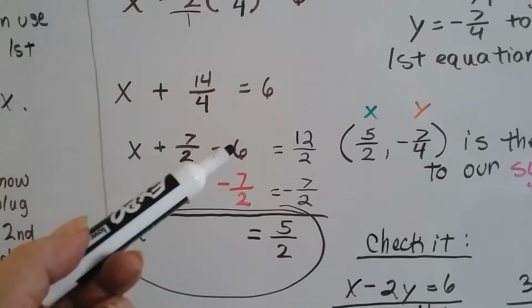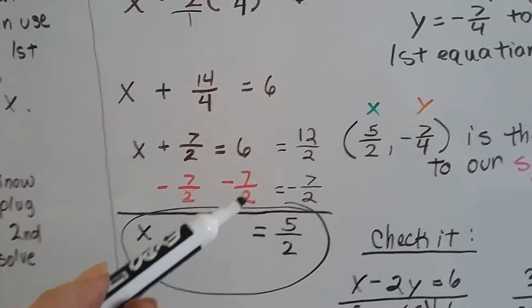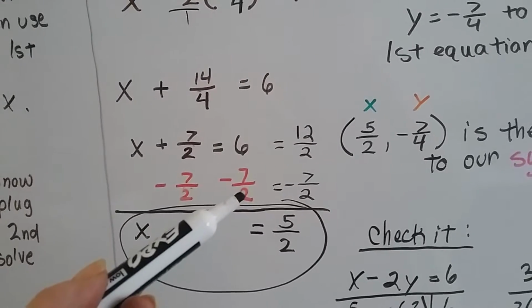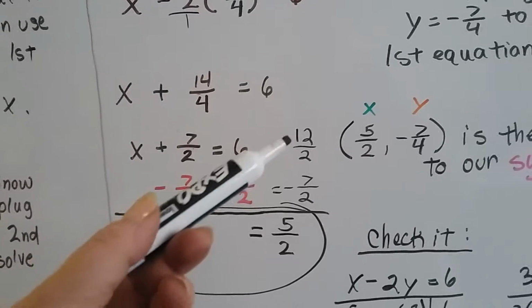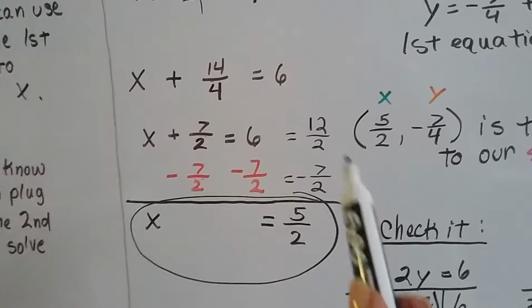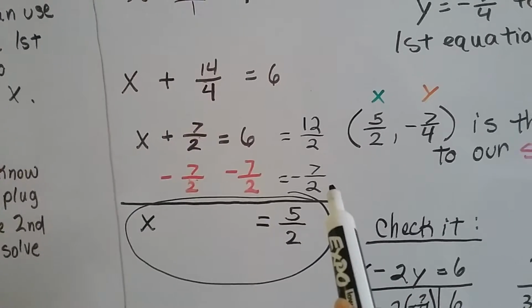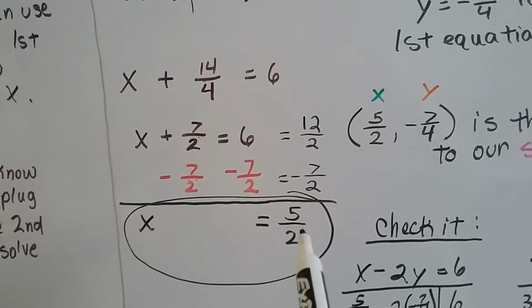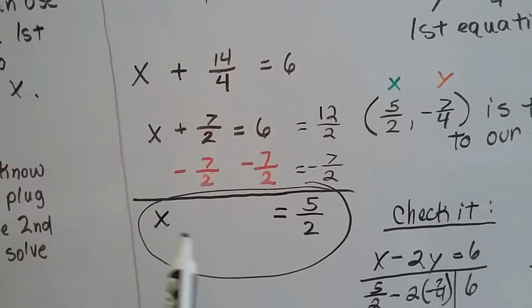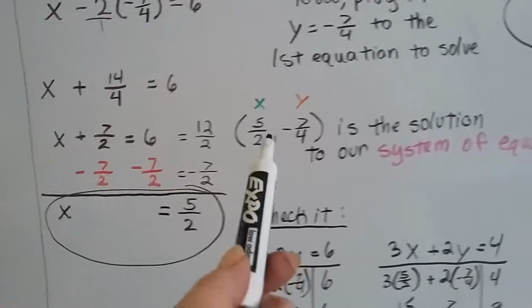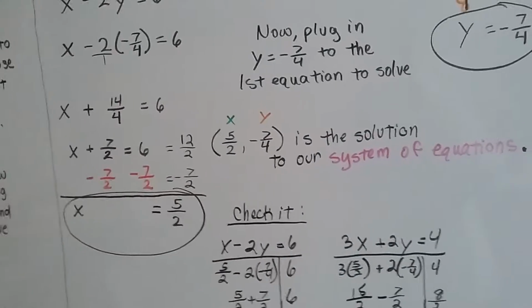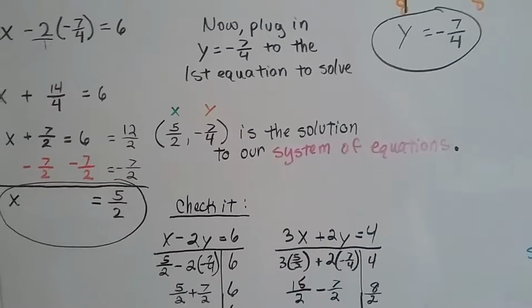We can also write the 6 as a fraction that's equivalent to having a 2 as a denominator. So instead of 6 over 1, it would be 12 over 2. We can do 12 over 2 minus 7 over 2. And that would give us 5 over 2. See? So now we know that x is 5/2 and y is negative 7/4. That's the solution to our system of equations.